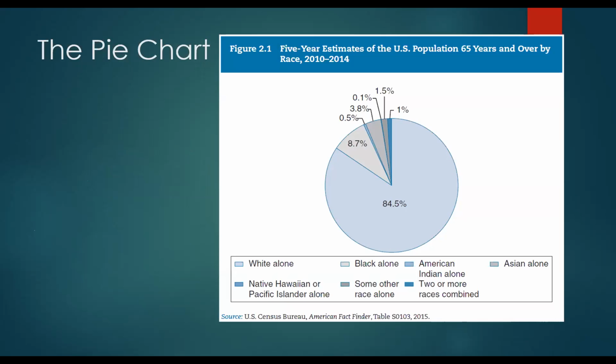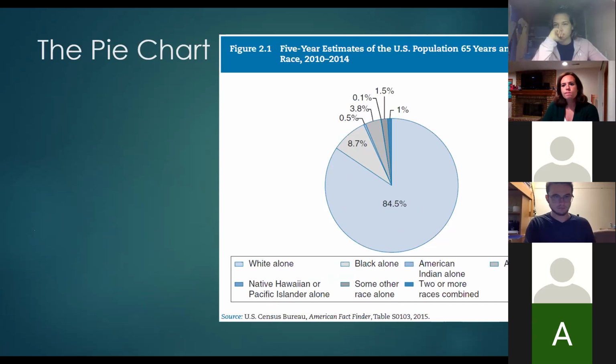Okay, so here's an example of one. This is the 5-year estimates of the US population that'll be 65 years and over, divided up by race. So again, we've got the entire population. That's our whole pie. It is based on the US Census Bureau, as you can see here, and that was gathered for the 2014 group. And then you can see here by shades of color, the different groups. Now, anything you'd want to improve on based on this graph looking at it?